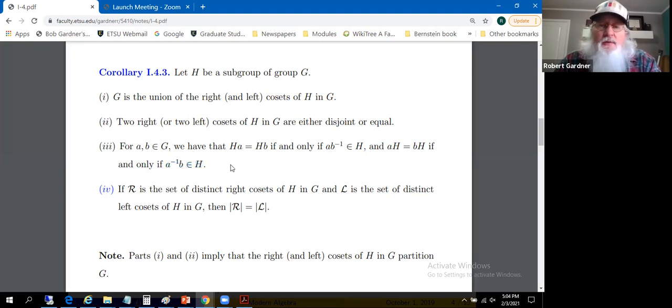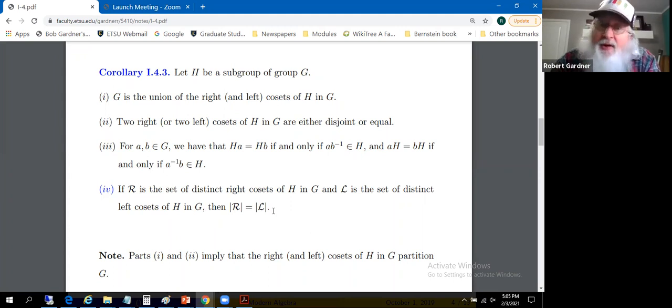We'll make an observation when we get done reading the statement. If calligraphy R is the set of distinct right cosets of H in G, and calligraphy L is the set of distinct left cosets of H in G, then those things are equal. That is, the cardinality of the set of right cosets is the same as the cardinality of the set of left cosets. I so desperately want to say there's the same number of right cosets as there are left cosets. Yeah, that's the idea, and that's perfectly fine if there's a finite number of them, but saying "number of" is kind of indicative that there's a finite number.